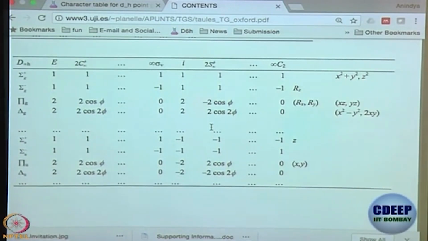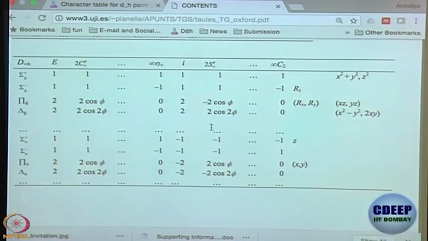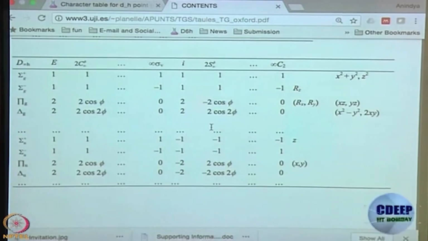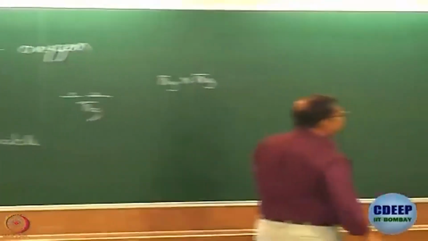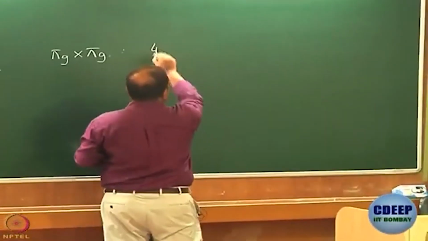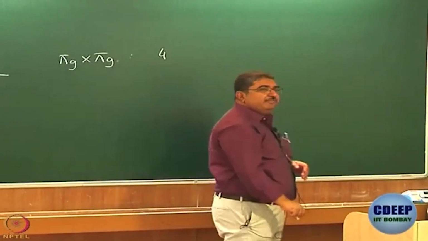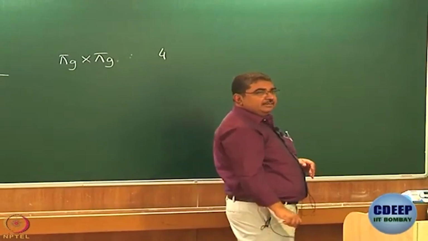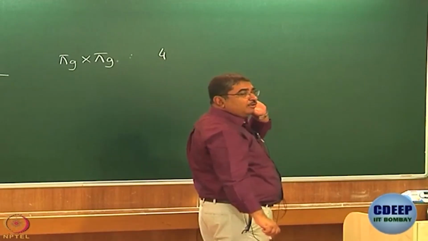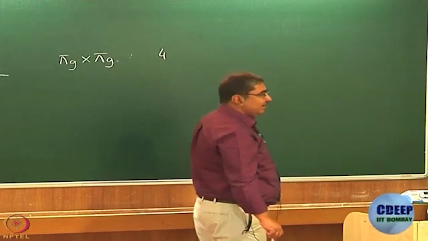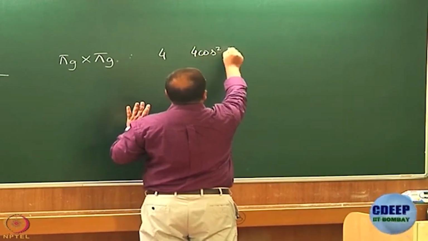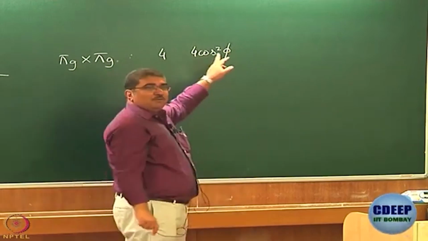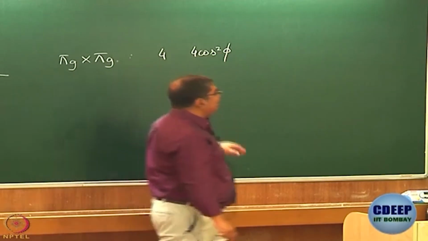Okay. Pi g cross pi g. What is pi g? This is pi g and once again this is pi g, right. So, what is pi g cross pi g? What are the characters that you get? So, 2 into 2, 4. What is the second one? What is the character of C infinity? 4 cos square phi. Four cos square phi. What is the third one?